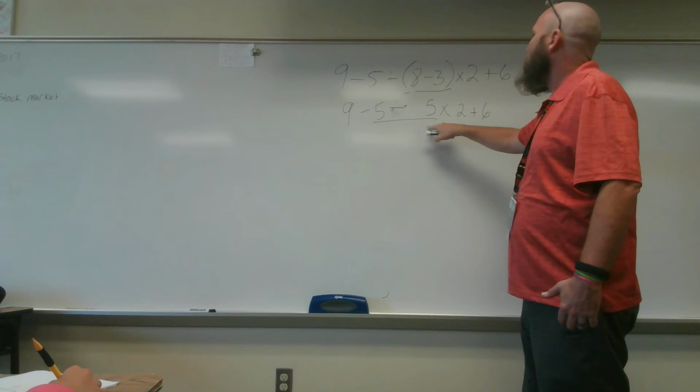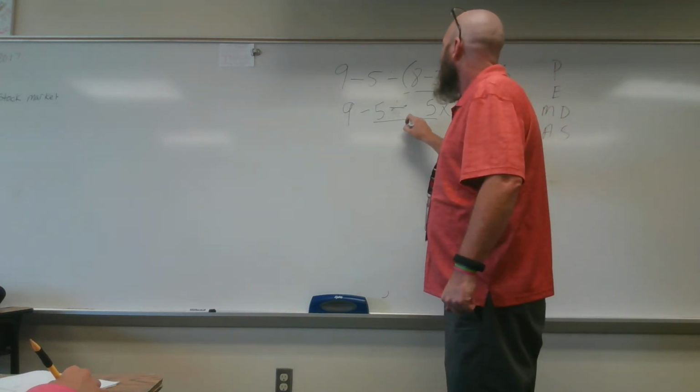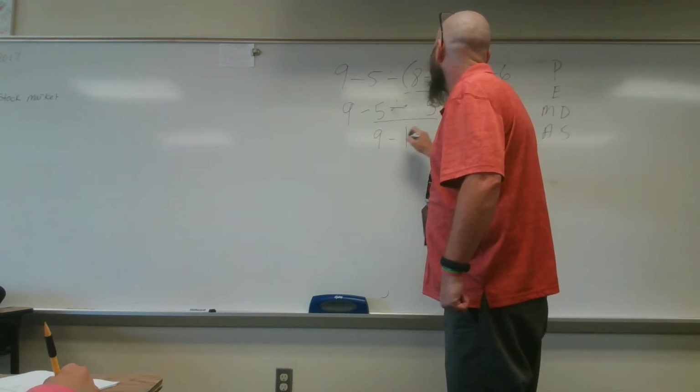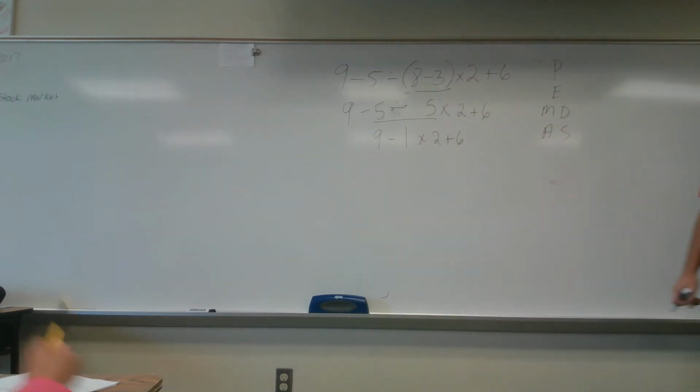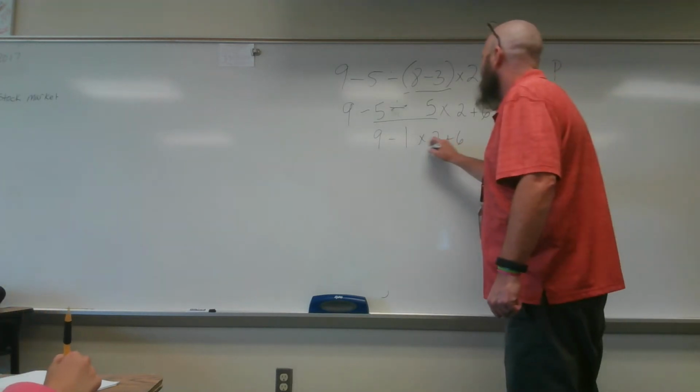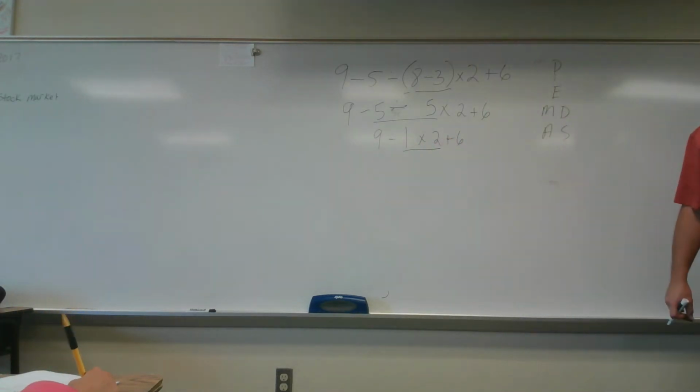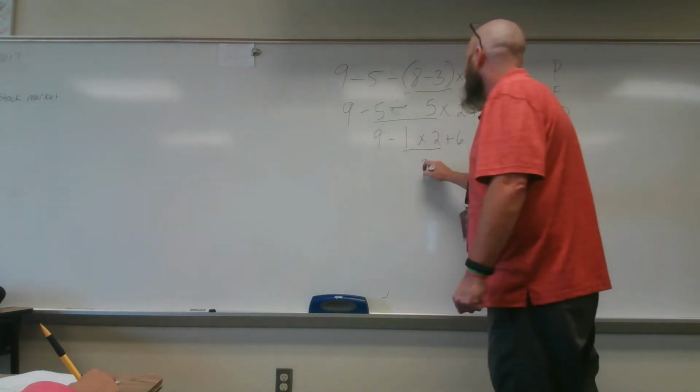So, Dominic, 5 divided by 5 is? 1. I bring down everything I haven't used. 9 minus 1 times 2 plus 6. Dominic, what do I do next? You do the multiplication. I do the multiplication, which is 1 times 2, and gives me 2.